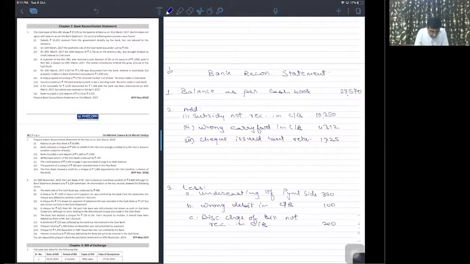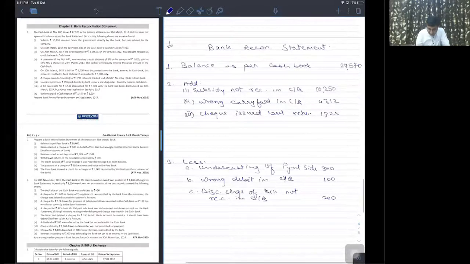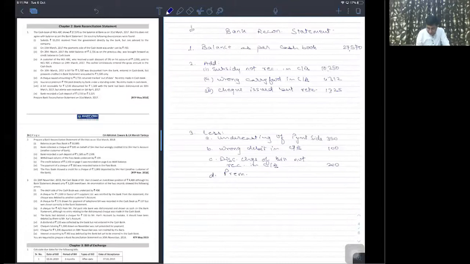Then insurance premium 756 paid directly by bank under the standing order, no entries made in the cash book. Insurance premium directly paid by bank, मतलब बैंक ने इंश्योरेंस प्रीमियम दे दिया, बैंक ने आपका बैलेंस कम कर दिया. आपने कम किया क्या? नहीं. Therefore CB to PB less rupees 756. Premium paid by bank, not recorded in cash book. How much?